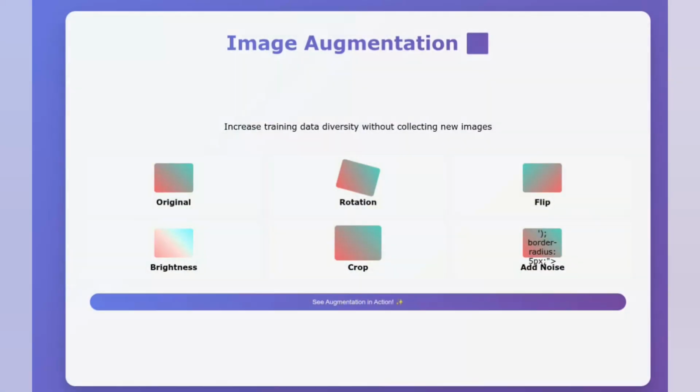Image augmentation is a powerful technique to increase the diversity of your training data without collecting new images. This helps prevent overfitting and makes your model more robust. Common augmentation techniques include random rotations, flips, horizontal or vertical, crops, changes in brightness or contrast, and adding noise.